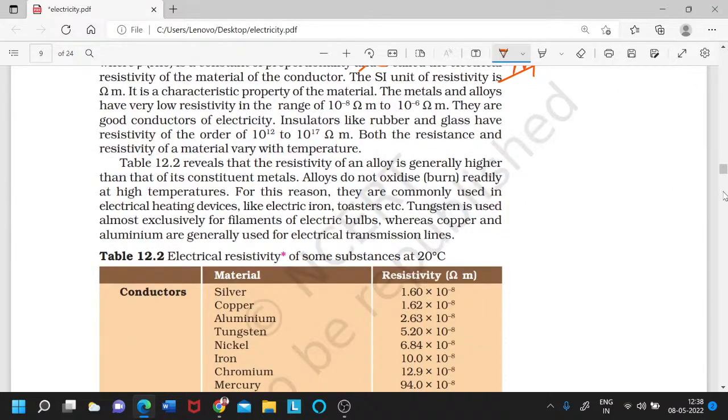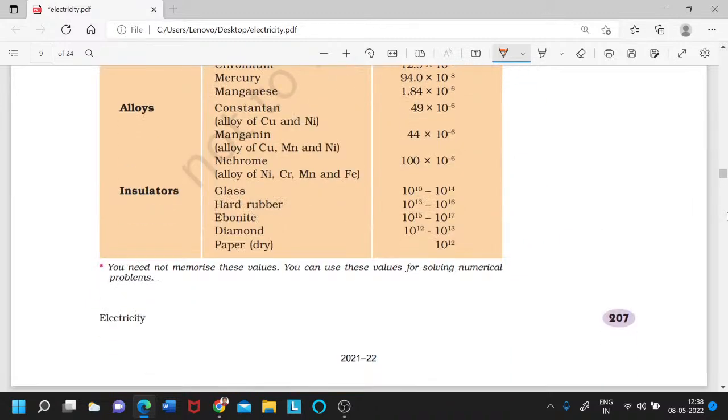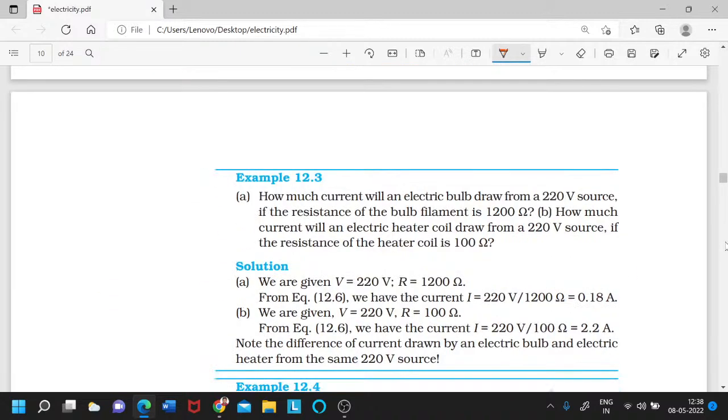See here, which is given. Ohm meter. Different materials have different resistivity. That's the tabular column given here. Okay, next, third problem.